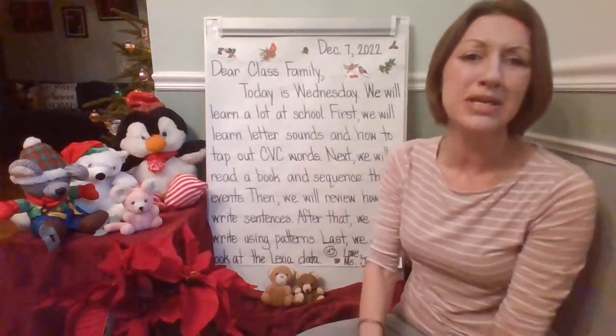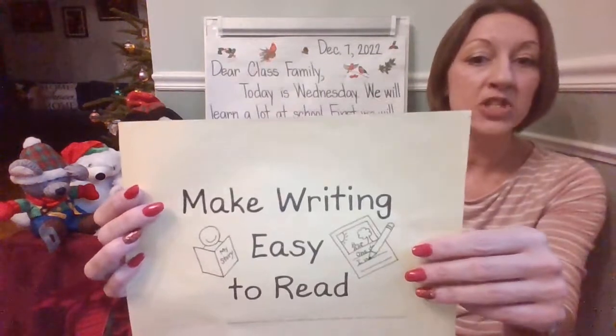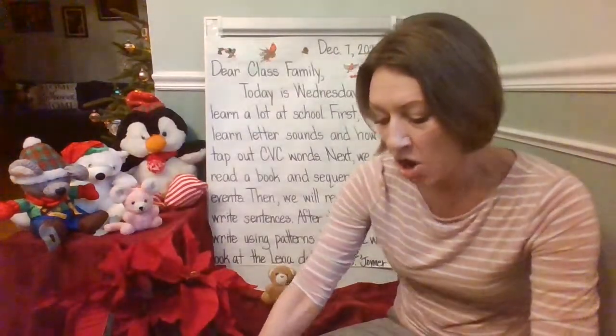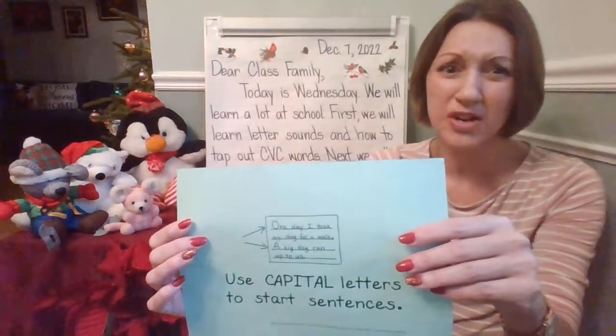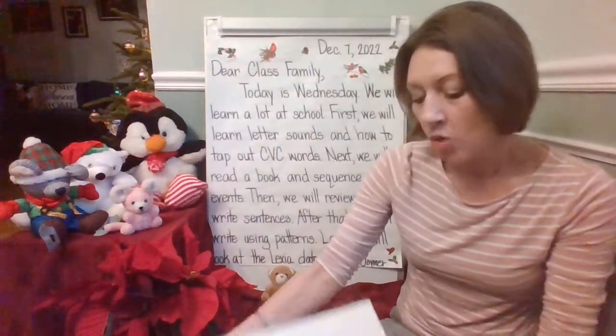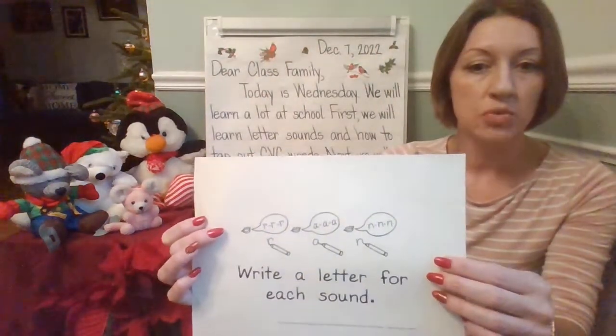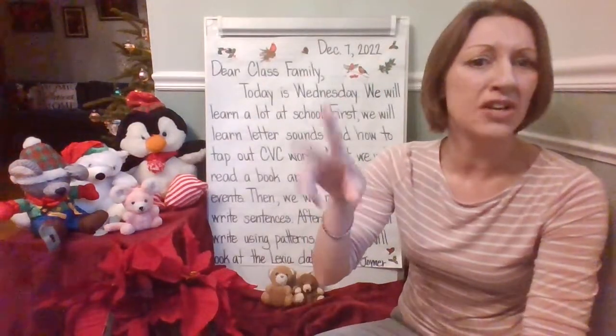Then we will review how to write sentences. We're going to be using Jack Hartman's YouTube channel and parts of a sentence song. Remember, let's make our writing easy to read. We're going to use capital letters to start every sentence. That's what good writers do. They make sure their sentence tells a complete idea. We're going to write a letter for each sound. We're also going to use our word wall as a resource for the letters and kindergarten sight words.